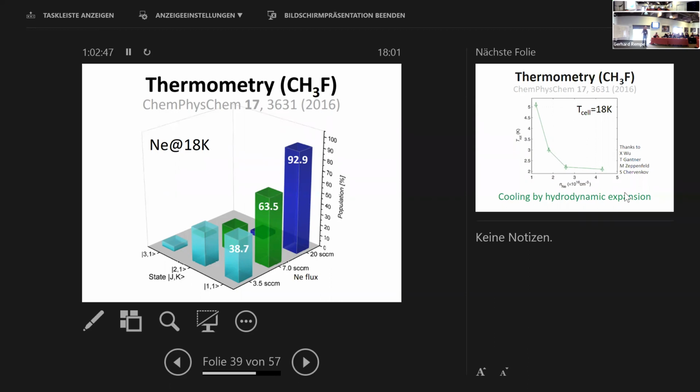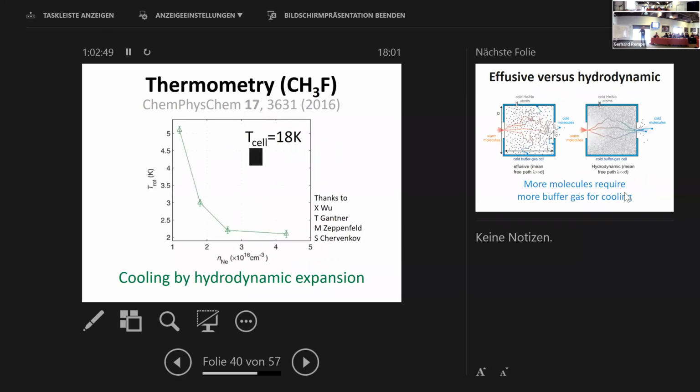And so we can systematically study the internal temperature. So this is, for example, plotting the rotational temperature as a function of the neon density. We start at 5 Kelvin for a set temperature of 18 Kelvin. So we have 5 Kelvin internal temperature. How can that be? It's colder than the buffer gas. There's cooling at the exit, always a supersonic expansion. And it goes down from 5 Kelvin to 3 Kelvin to something like 2 Kelvin. Okay, the internal temperature of the molecule is cold, 2 Kelvin.